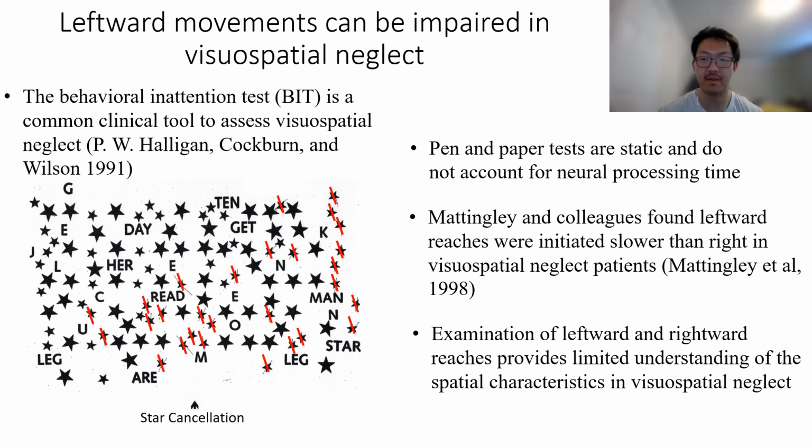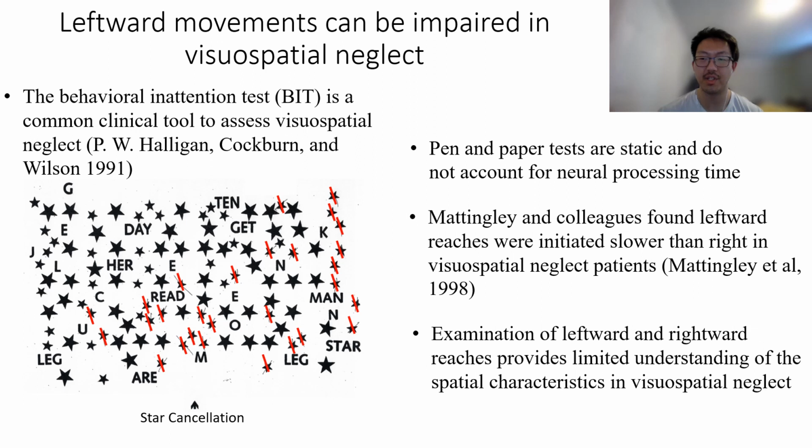The BIT is a battery of different tests that examine visuospatial behavior. One test seen on the left here is the star cancellation, where patients are tasked with crossing out all the small stars. In this example, small stars on the top left of the test were not crossed out, which could be useful for determining whether an individual has visuospatial neglect or not. A key critique of these pen and paper tests is that they are static and do not account for time, which is a critical measure that is required to interact in our dynamic world.